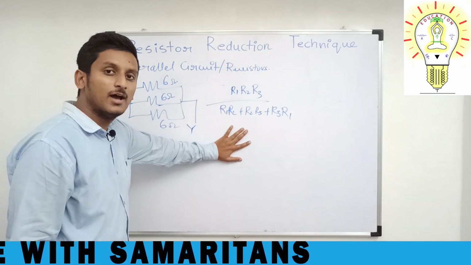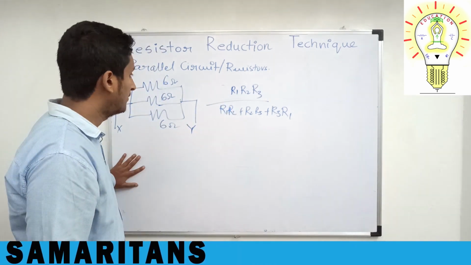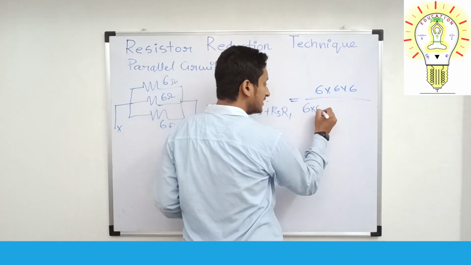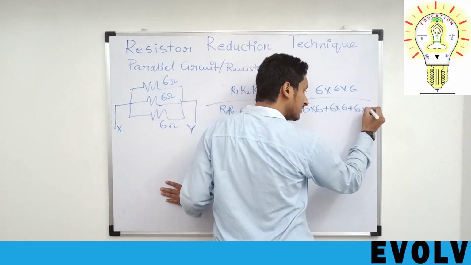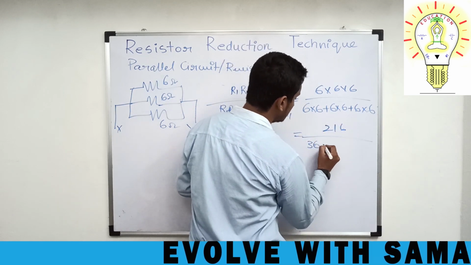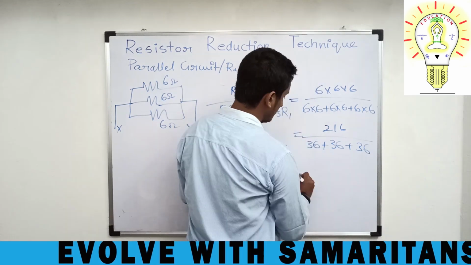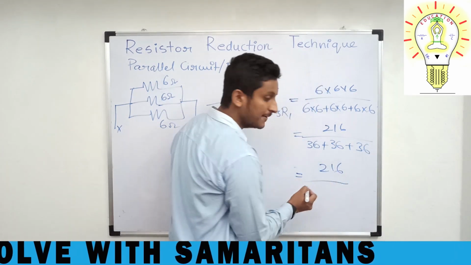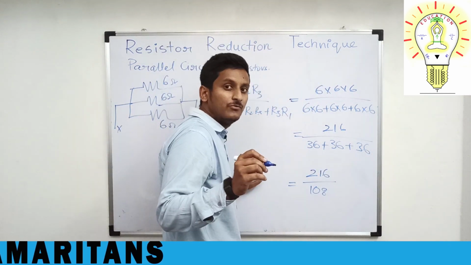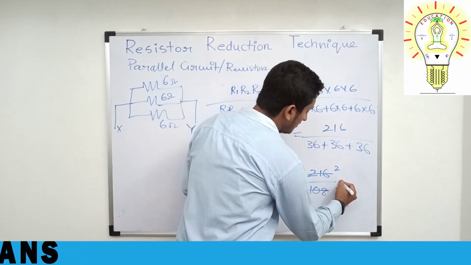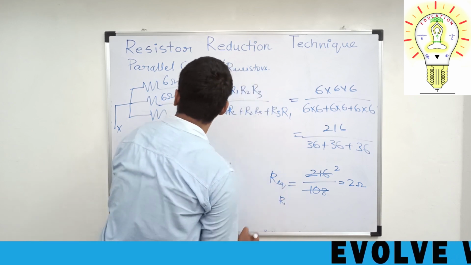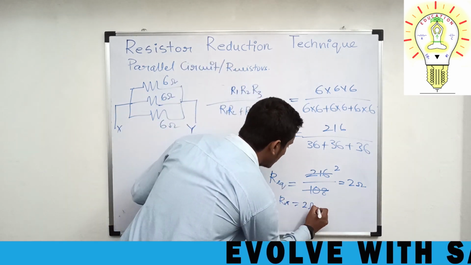Now depending on this formula, if I take similarly an example, what will happen? 6 into 6 into 6 by 6 into 6 plus 6 into 6 plus 6 into 6. So what is the answer? 216 by 36 plus 36 plus 36. So you have 216 by 108. Isn't it? So the final value will be 108 2s are 216. So the answer is R equivalent, Rxy, is equal to 2 ohms.